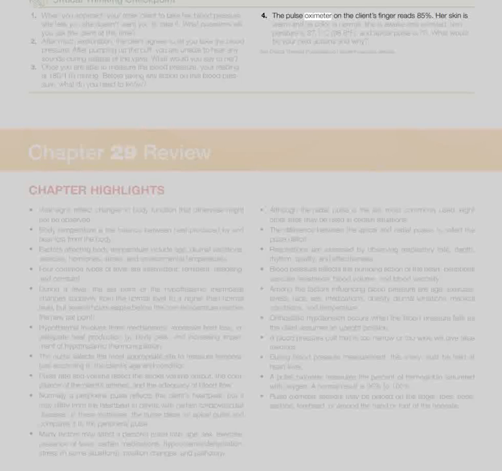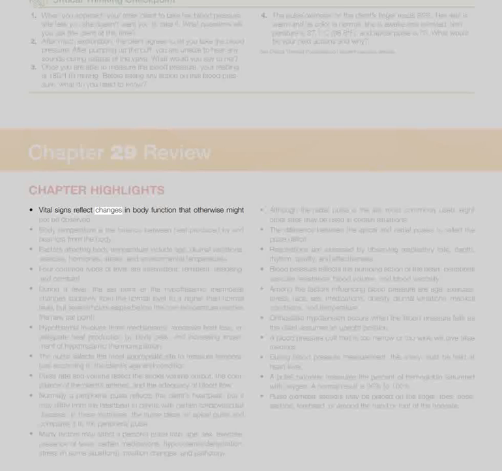4. The pulse oximeter on the client's finger reads 85%. Her skin is warm and its color is normal. She is awake and oriented. Temperature is 37.1 degrees Celsius, 98.8 degrees Fahrenheit, and apical pulse is 78. What would be your next actions and why? See critical thinking possibilities on the Student Resource website.